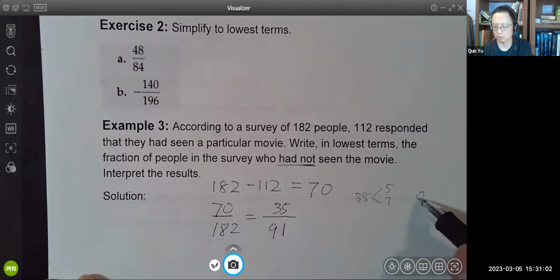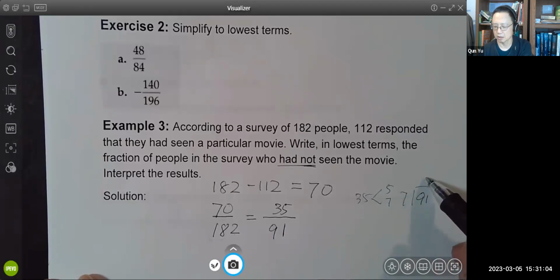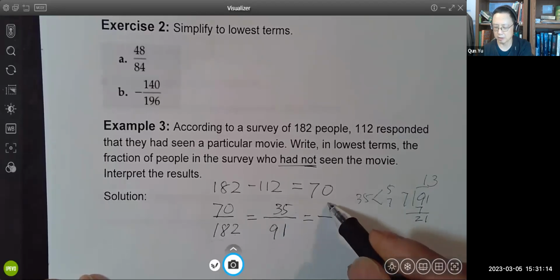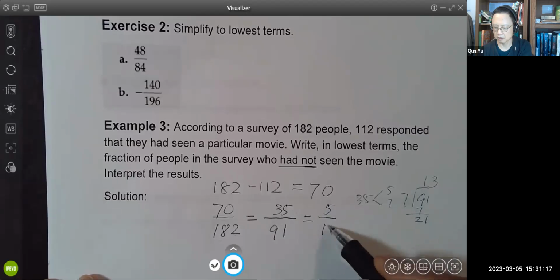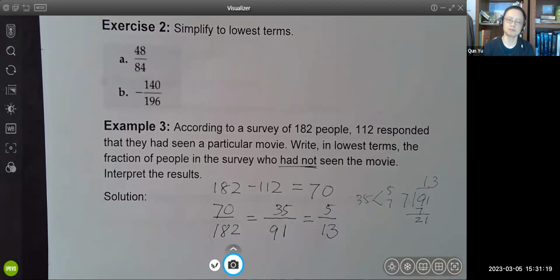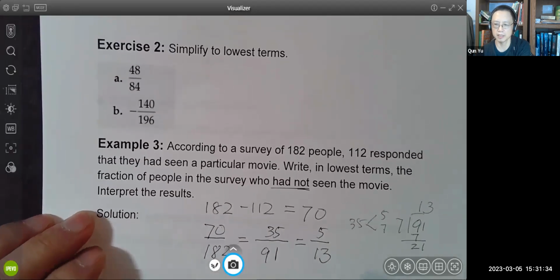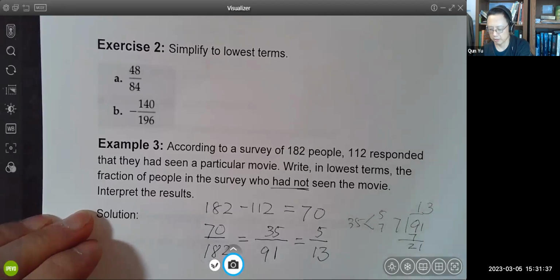How about 7? Let's try 91 divided by 7. This is going to be 1, 7, remainder is 2, 21. Yeah, it can be divided by 7 evenly. So both sides divided by 7, you get 5 up here. We got 13 on the bottom. So if we solve it, we finish it. So the interpretation is that 5 out of 13, or 5/13, of total people surveyed had not seen the movie.